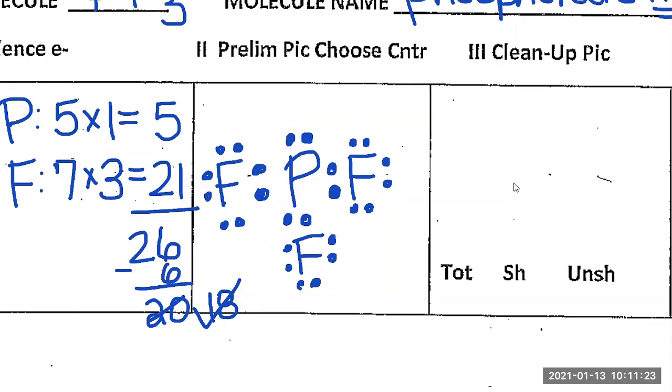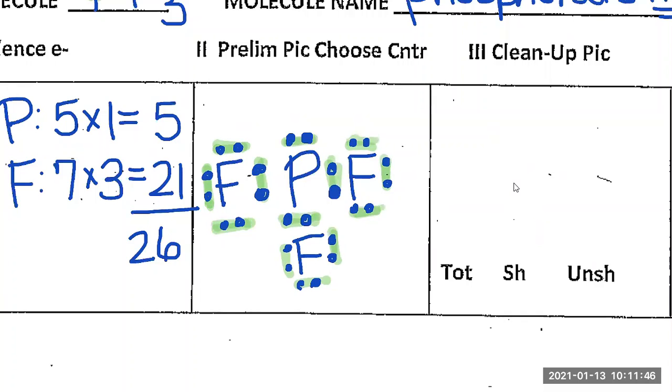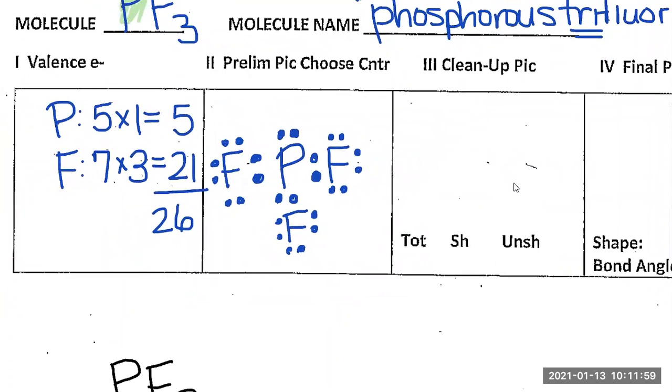So we should have a total of 26 electrons, 26 dots, and all of our atoms should have 8. 2, 4, 6, 8. This one also has 8. This one also has 8. This one also has 8. Everybody has 8. Perfect. And let's see if there's 26. 2, 4, 6, 8, 10, 12, 14, 16, 18, 20, 22, 24, 26. We have 26 electrons. So everybody's got the electrons they need, and our electrons add up properly to the total valence number. So that means we definitely did this correctly.